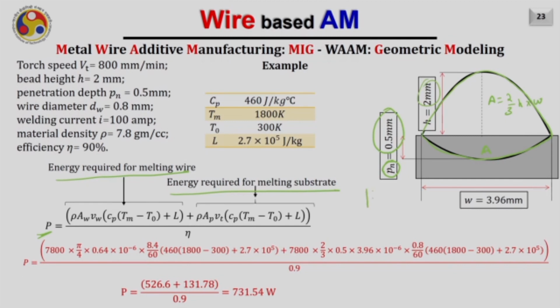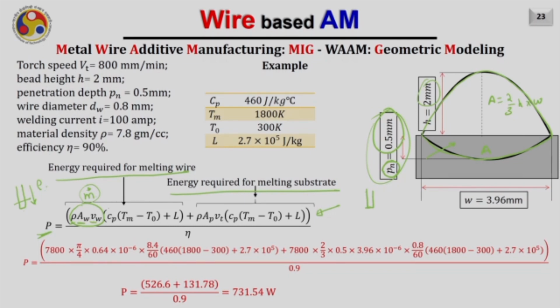The wire which is coming from the top, we know its volume flow rate and we have to melt it, and at the same time we have to melt the substrate to get this much penetration. So this simple energy equation can be used here. Because I am trying to find the power, this is m dot, the mass flow rate of the wire which is coming from the top. I know the cross section of this wire, the velocity of this wire, and the density of this wire, hence I know the mass flow rate. So mass flow rate is rho Aw into Vw, that is the area of the wire into the velocity of the wire.